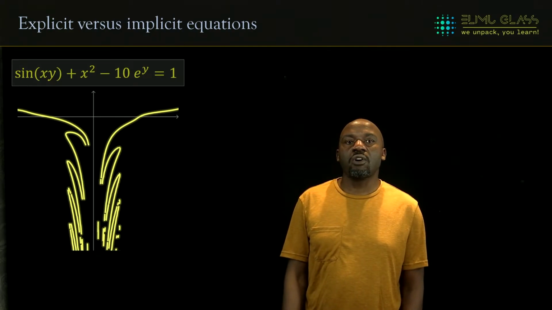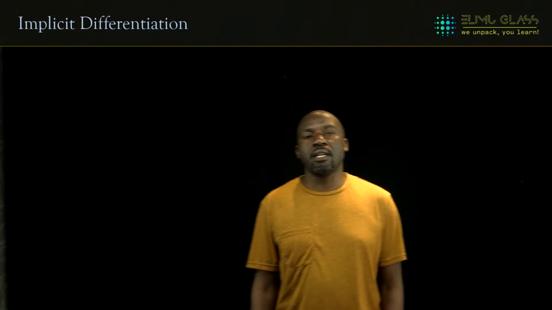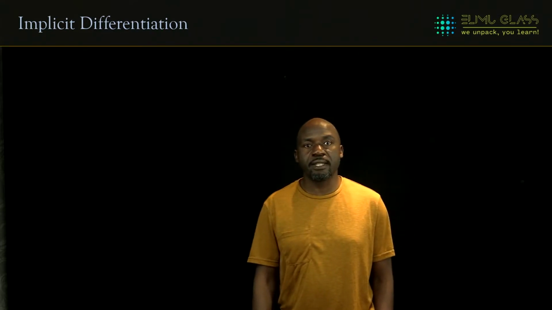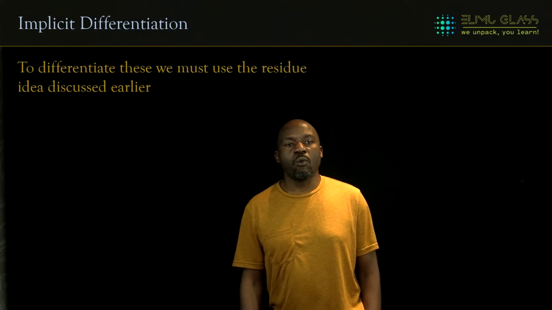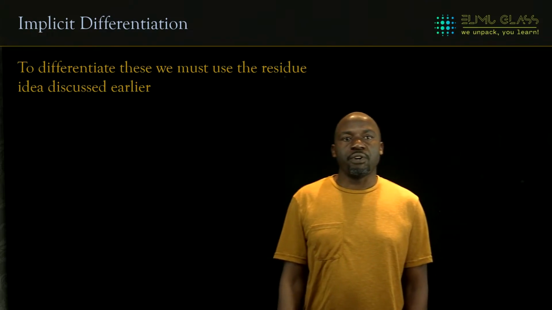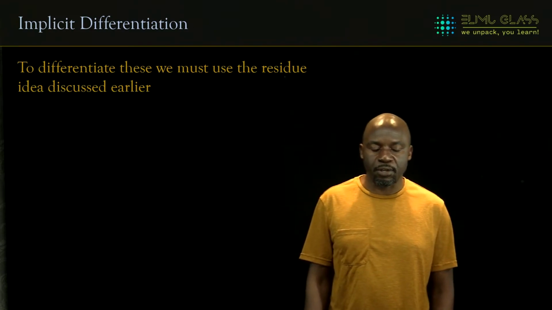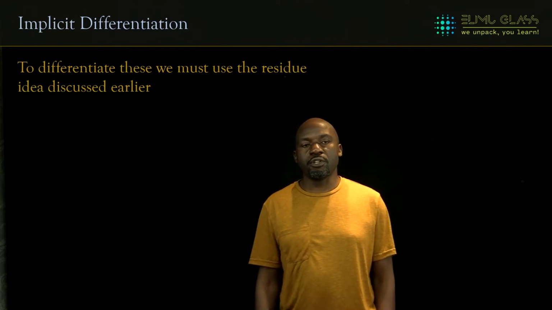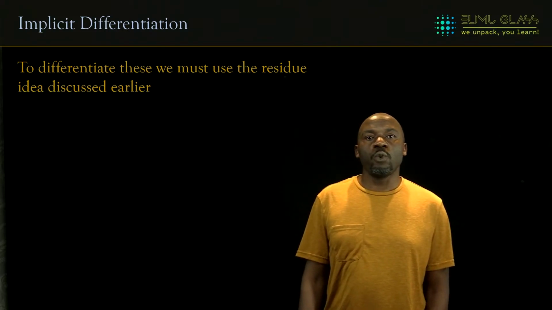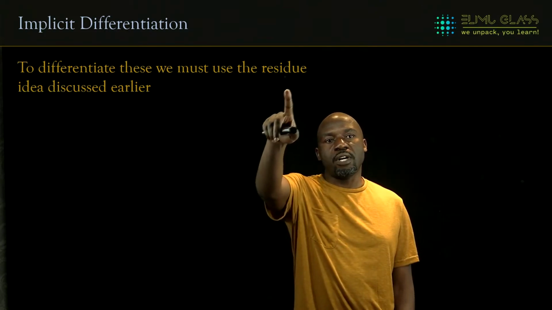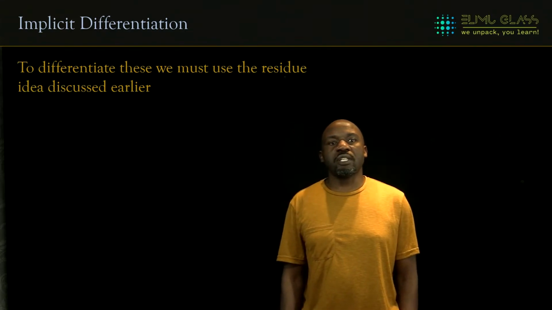Okay, so how do we differentiate such functions? We will start easy and differentiate one of these functions implicitly. In other words, leaving it in such a manner that we do not make y the subject of the formula. So to differentiate this, we must use the residue idea that we discussed earlier in lesson 3.1, where we showed the idea of a residue that remains when we differentiate some functions with respect to a different variable.